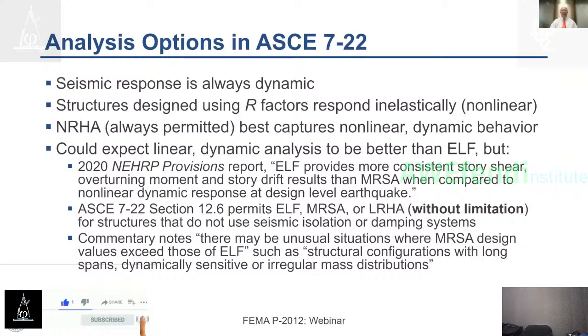To understand the ideas here, we want to remember the reality that we're just trying to quantify. We're trying to take a mathematical look at some realities. And the reality is that earthquakes are always dynamic. The response is always dynamic.